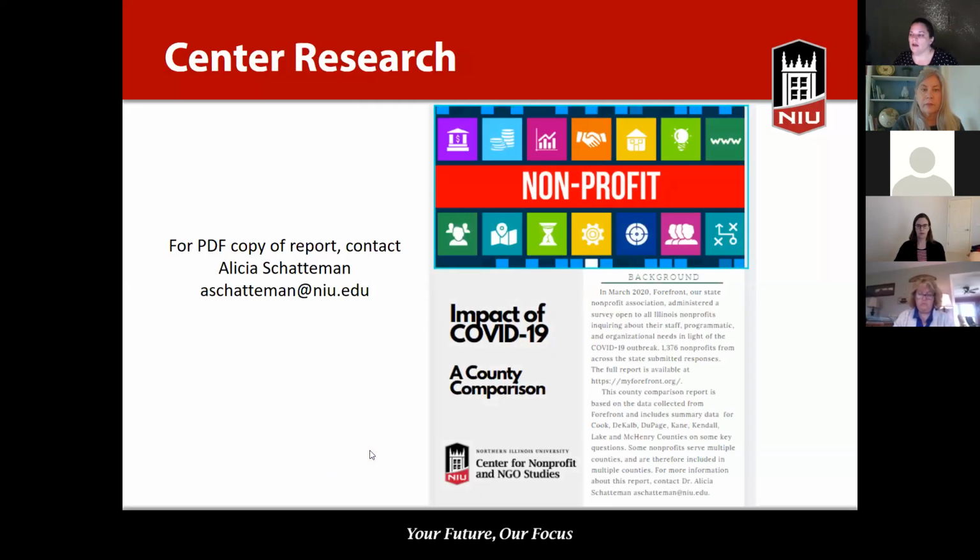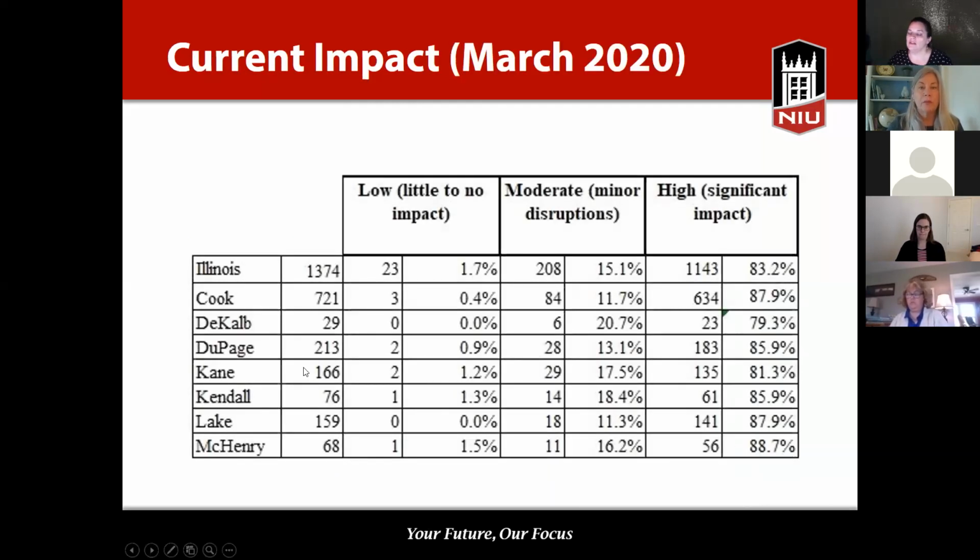I pulled out some of how this could differentiate by county, although there's not much differentiation. We did pull out some individual counties. If you want a PDF of this smaller report, just email me and I'm happy to make that available. But a couple of highlights. This is, again, using the same survey data from Forefront. Really early on, we knew that there was going to be an impact right away. We knew that there were going to be disruptions right away. And there's not a lot of variance from all of Illinois to the individual counties, although there's some.